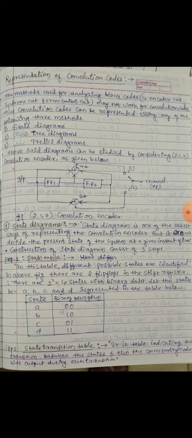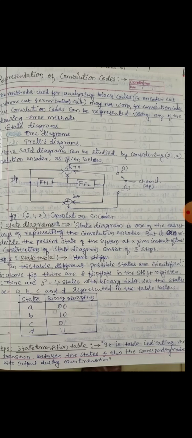First you have to find out the state table. So how to find it? Look at the above diagram: how many flip flops are there? 2 flip flops in the shift register. Therefore how many states? 2 to the power of 2 is equal to 4 states with the binary data. So let the states be A, B, C and D, represented in the table. One side is state, another side is binary description.